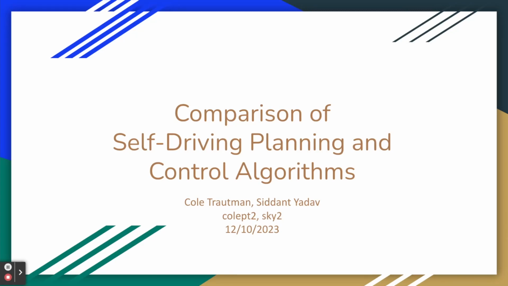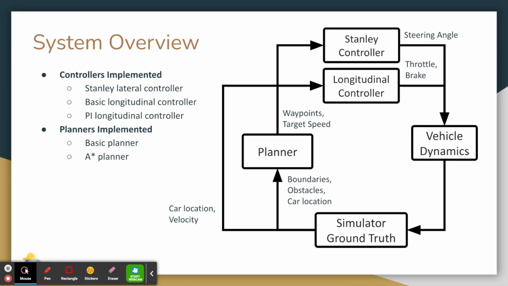This is our final project on the comparison of self-driving planning and control algorithms by Trautman and Siddant Yadav. The controllers that we have implemented are the Stanley controller, the basic longitudinal controller, and the PI longitudinal controller. The planners that we have implemented are a basic planner which follows the middle of the lane, and then an A-star planner. The planner takes in boundaries, car location, and obstacles, and then generates waypoints and target speeds as needed.